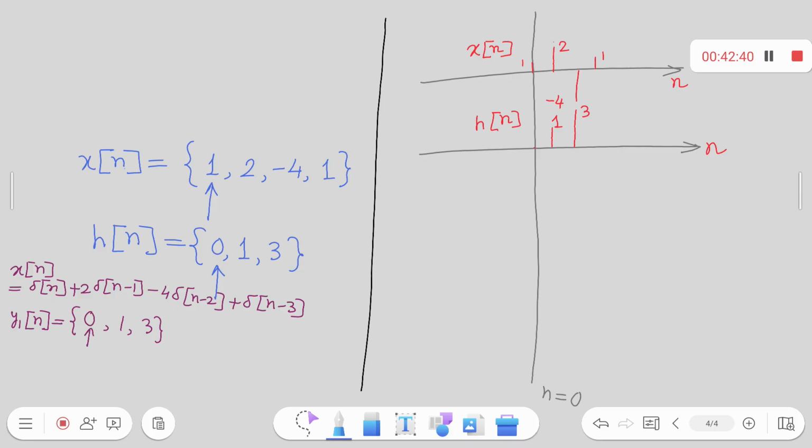Any doubt? Last but one bench, last but one. Any doubt?